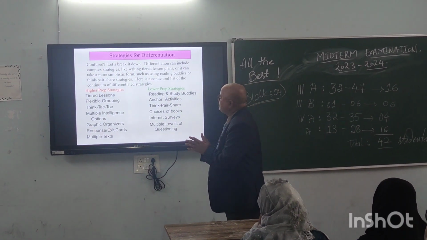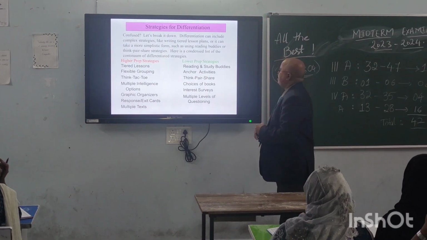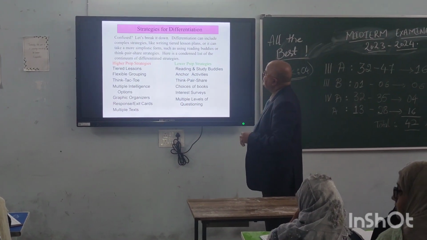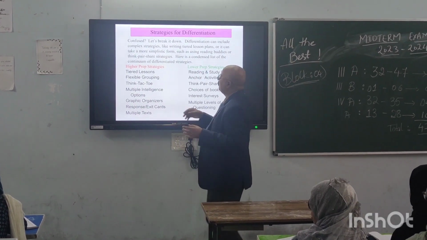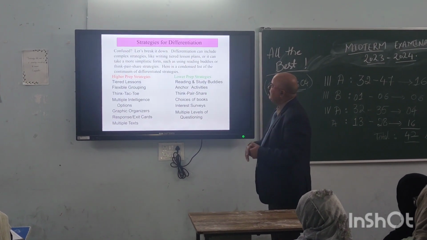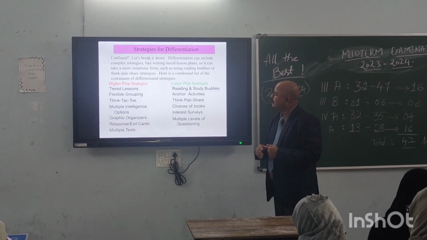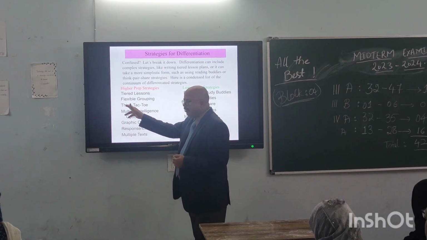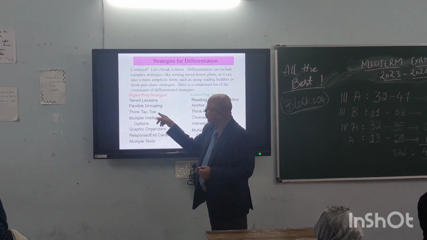Strategies for differentiation. Confused? Let's break it down. It is given as higher strategies and lower appropriate strategies. Complex strategies is again where you have too many parameters, so one cannot even understand. Tiered lesson plans, or it can take a more simplistic form, such as reading buddies or paired strategies. Different areas are given. I think this is not familiar, think tac-toe. It's a new idea, but when you write down, these are the areas of think tac-toe.